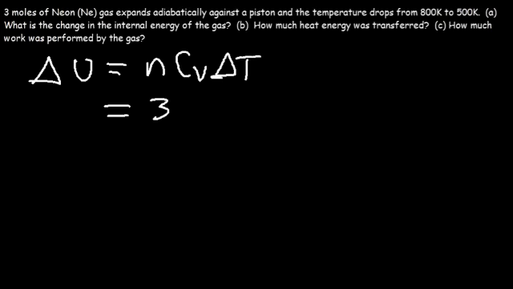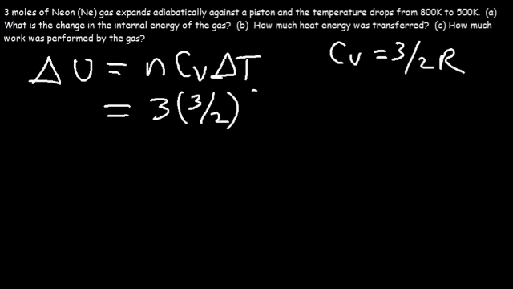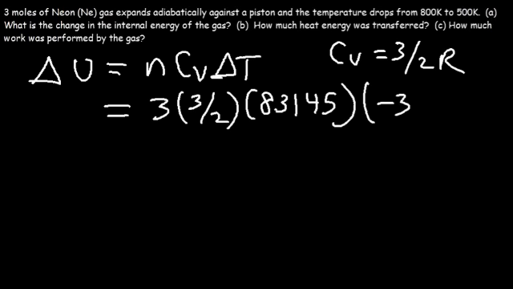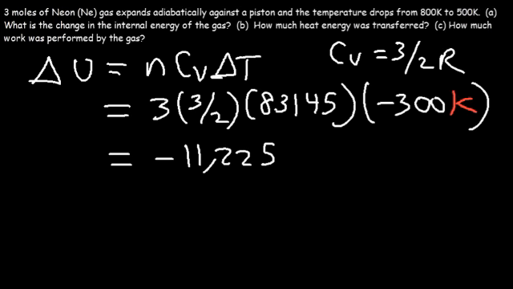Now neon is a monoatomic gas, so Cv is equal to 3 over 2 times R. So that's 3 over 2 times 8.3145. And delta T, the change in temperature, 500 minus 800, so it drops by 300 Kelvin. So delta T is negative 300. So delta U is negative 11,225 joules.